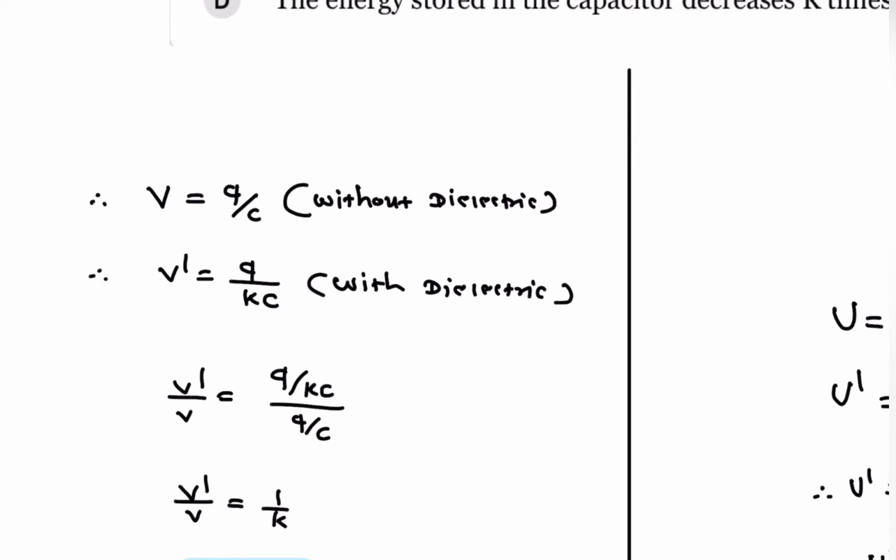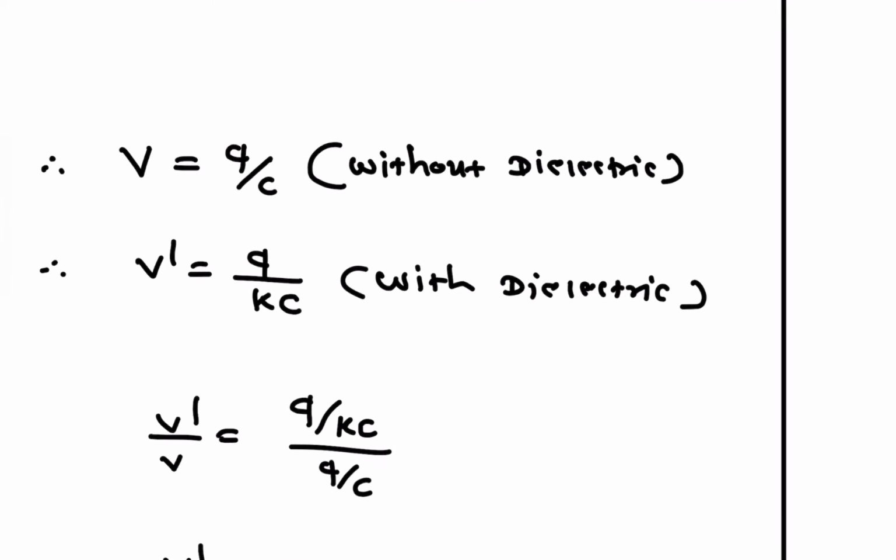Now after inserting the dielectric having constant K, the new potential difference V dash becomes Q upon K times C. That means the voltage or electric potential decreased by 1 by K times the original one, that is V without dielectric is equal to Q by C. V dash is with dielectric, that becomes Q upon KC.